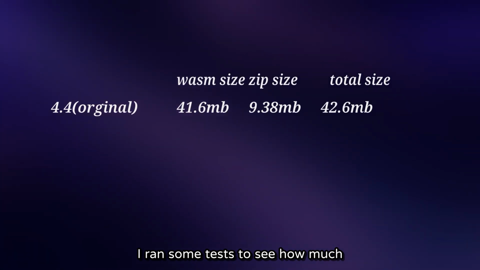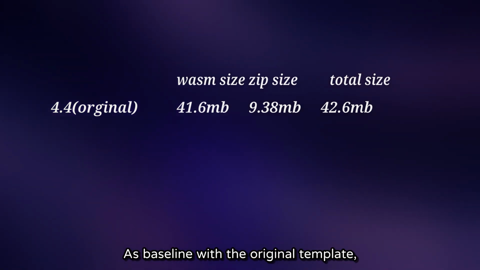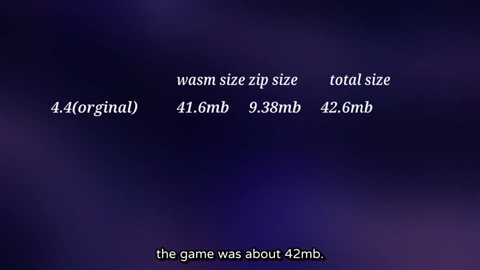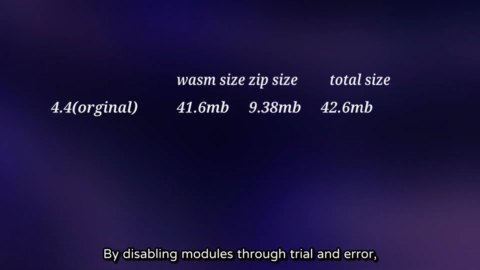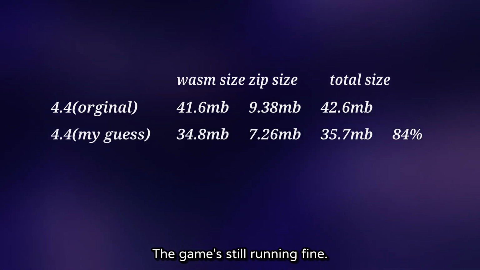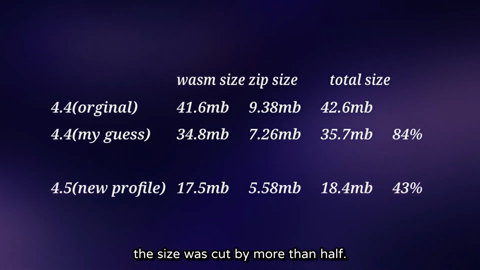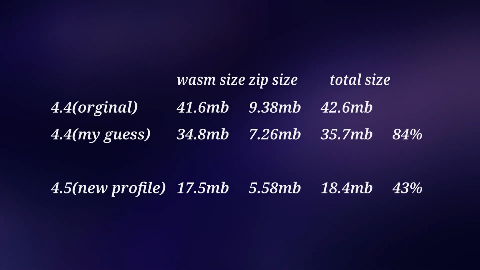I ran some tests to see how much the export size could be reduced. As a baseline with the original template, the game was about 42 meg. By disabling modules through trial and error, I got it down to 35.7 meg. The game's still running fine. Using version 4.5, the size was cut by more than half. That's the best result so far.